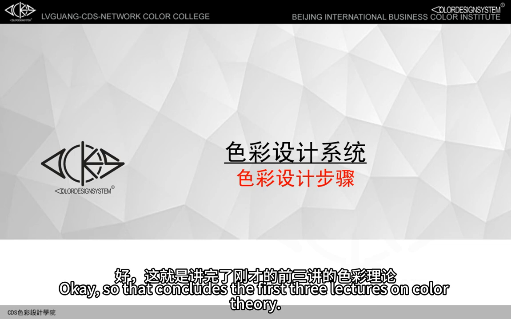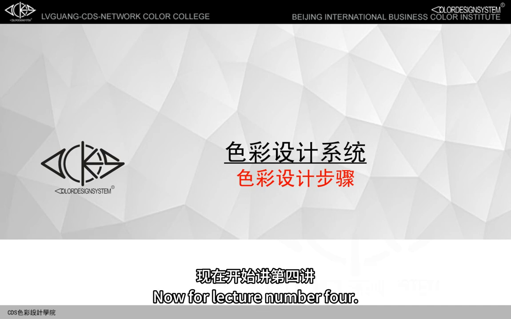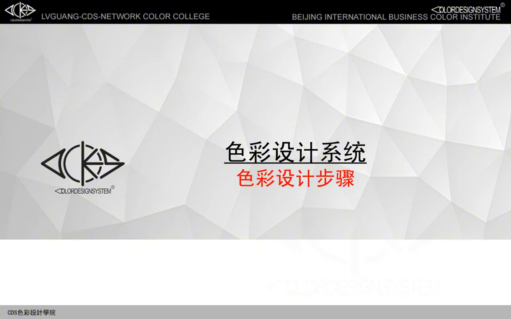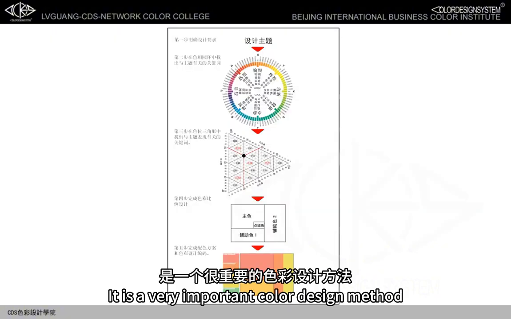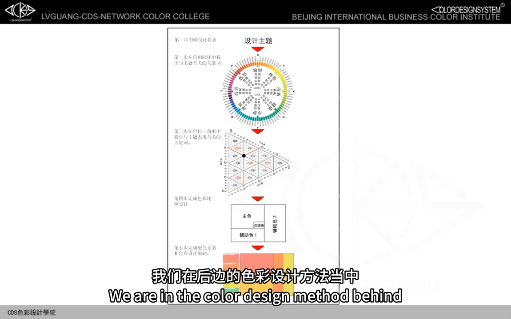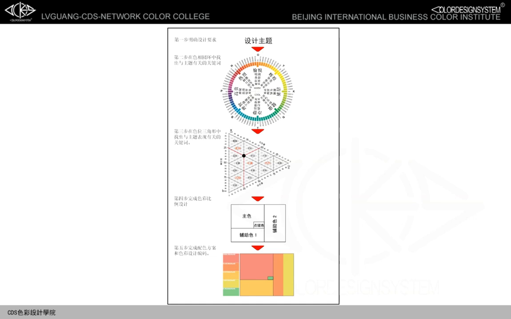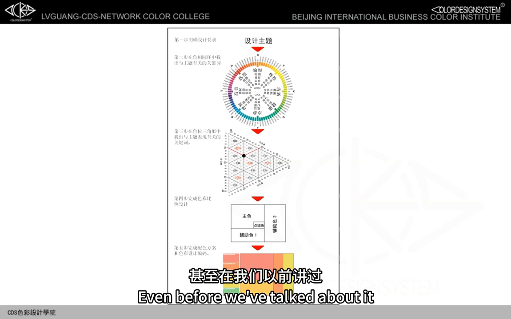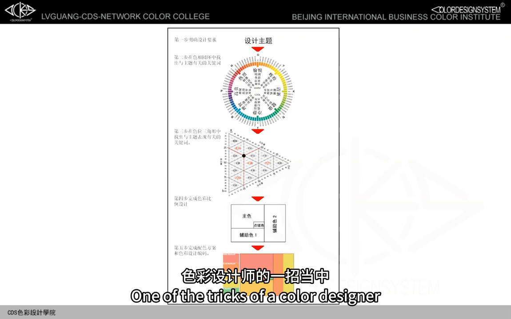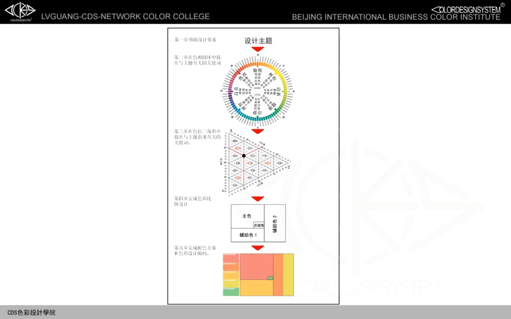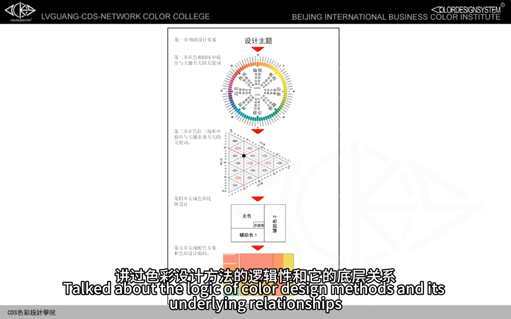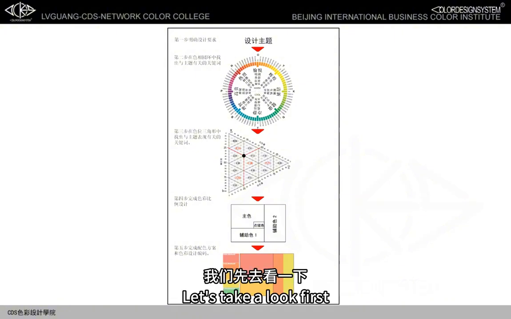Okay, so that concludes the first 3 lectures on color theory. Now for lecture number 4, color design steps. It is a very important color design method. Before, we talked about one of the tricks of a color designer, the logic of color design methods and its underlying relationships. Let's take a look first.